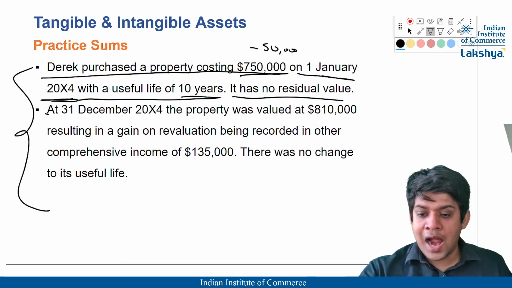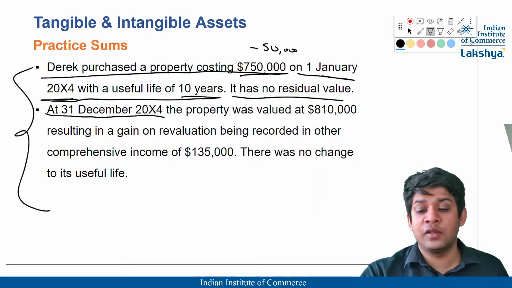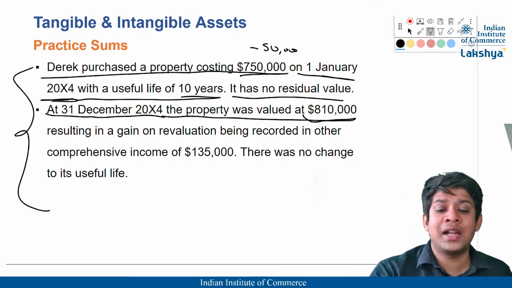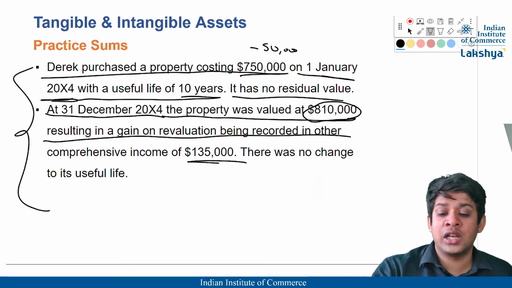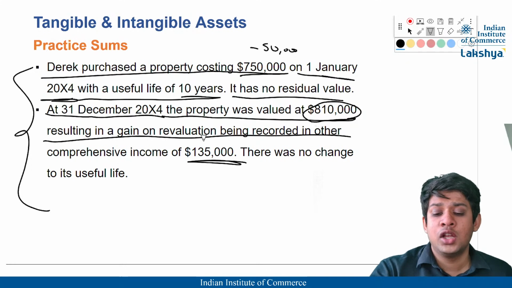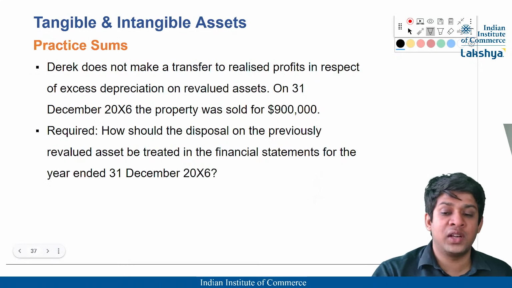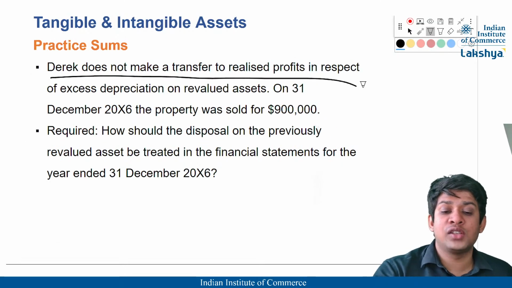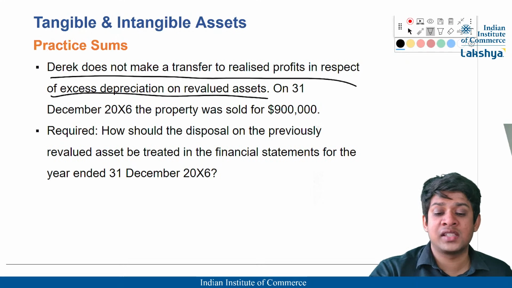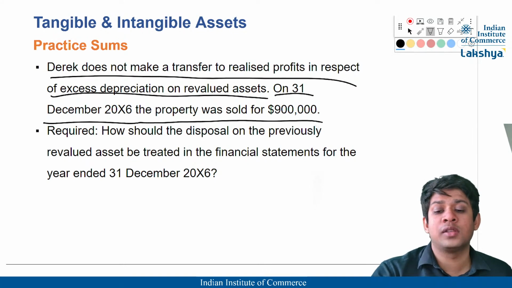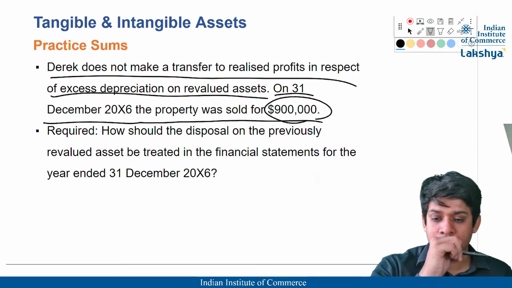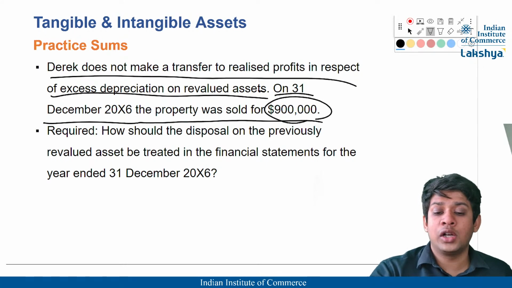Now guys, at 31st December 2014, that means at the first year end, the property was valued at 810,000. It got revalued, so because of this, there was a revaluation gain of $135,000. You can ignore this as of now because I'll show you the calculation. There was no change to its useful life. Derek does not make a transfer to realized profits in respect of excess depreciation on revalued assets. On 31st December 2016, the property was sold for 900,000 dollars. You can ignore this part as of now.